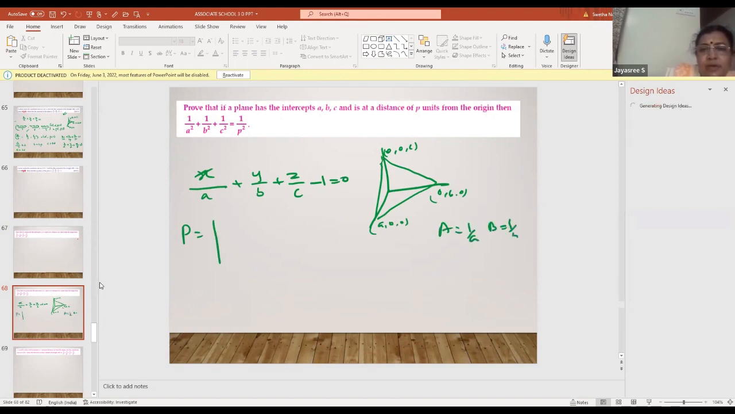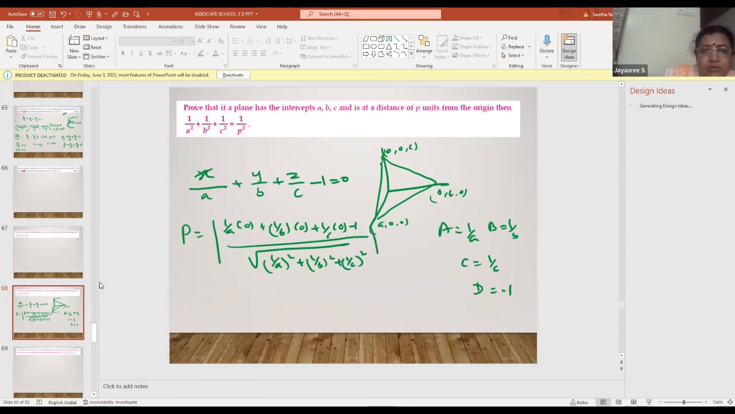Capital B is 1 by b. Capital C is 1 by c. Capital D is 1. And the distance from the origin: 1 by a into 0 plus 1 by b into 0 plus 1 by c into 0 minus 1, or you can take it as d by root of that formula also, by root of 1 by a the whole square plus 1 by b the whole square plus 1 by c the whole square, equal to 1.